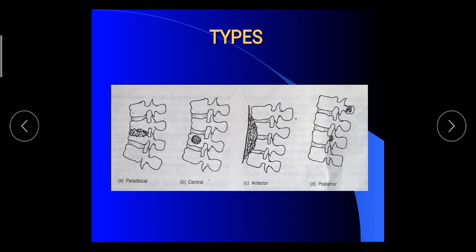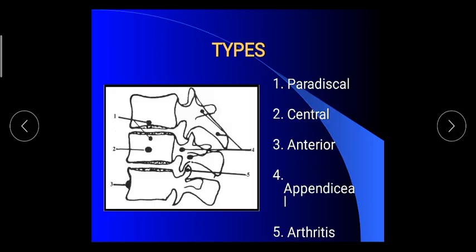See the paradiscal variety, central variety, anterior type, the posterior type or the appendiceal type. Again, one is the paradiscal type, second the central type, third the anterior type, fourth the appendiceal type, this one, and this is the arthritis type, the fifth one.